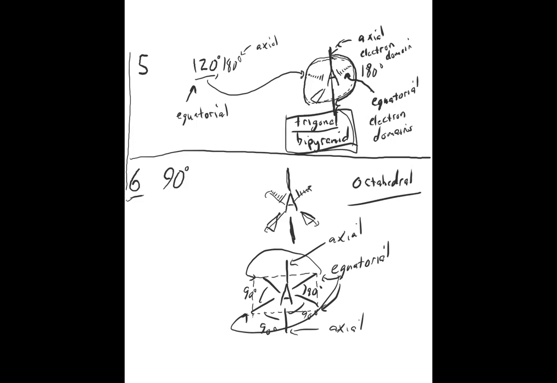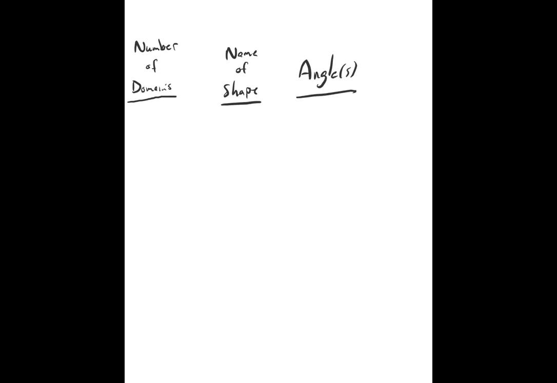Okay. Now what I'm going to do is write down a quick little table without the pictures so that you have the whole thing. So this is the number of domains around the central atom, and then we're going to have the name of the shape, and then the angle. So if you have 2 domains, that would be linear, and it's 180.